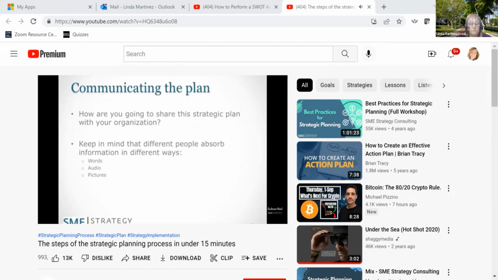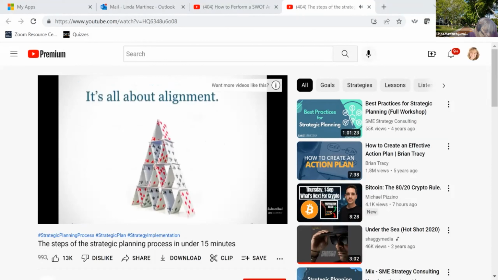Communicating the plan. Like I said earlier, communication is key. How are you going to share this strategic plan with your organization so everybody can know how to contribute? Keep in mind that different people absorb information in different ways. Words, audio, pictures, whatever works for you, you need to keep the plan top of mind so that people can be aware of where the organization is going and what they need to do to move forward in it.